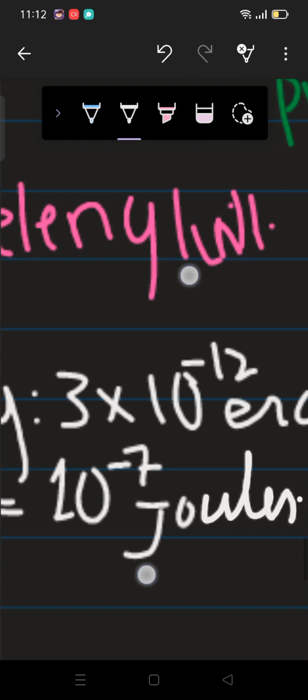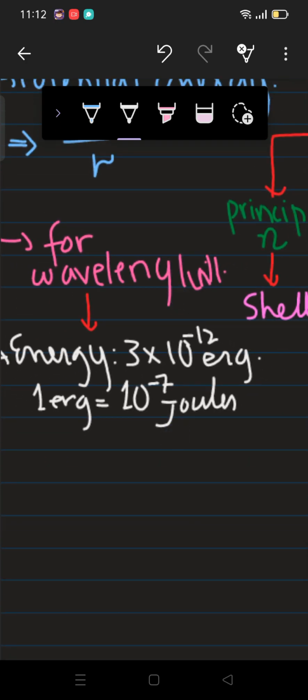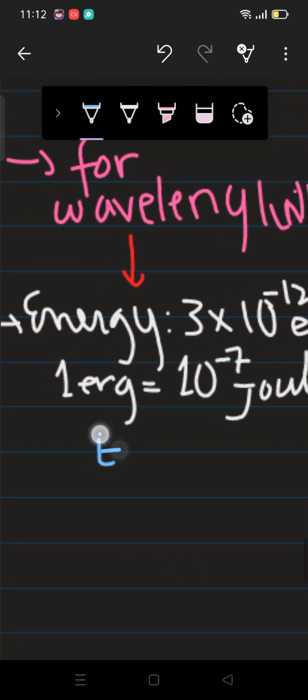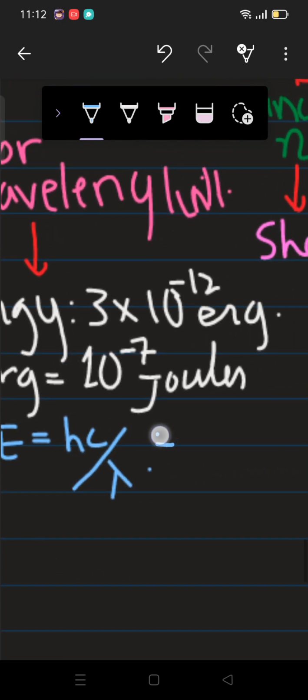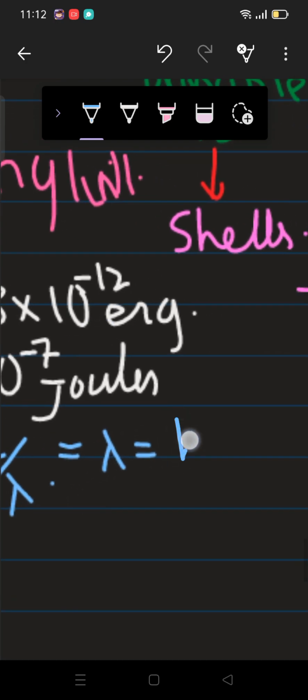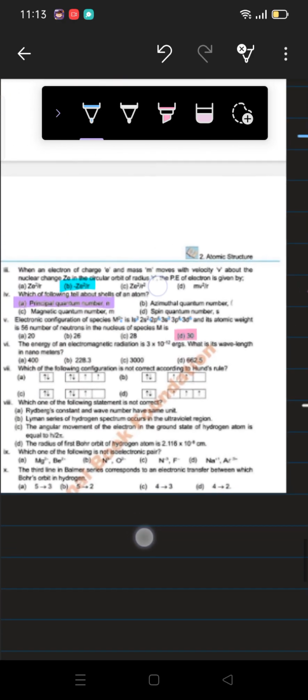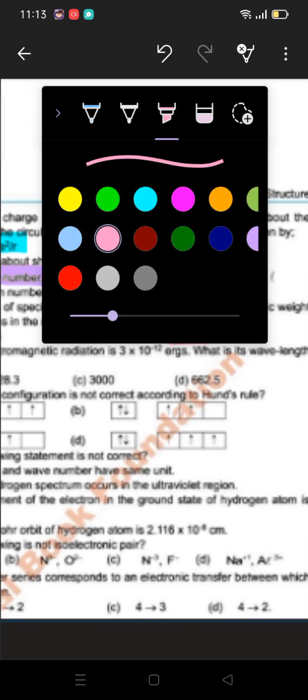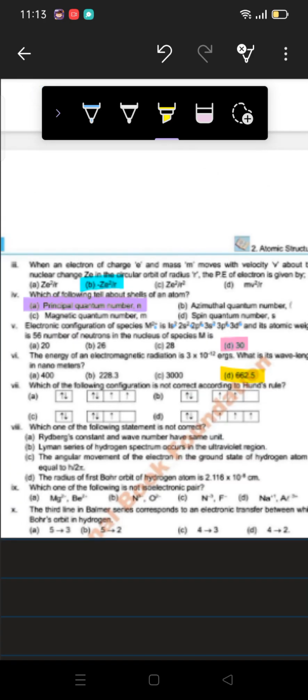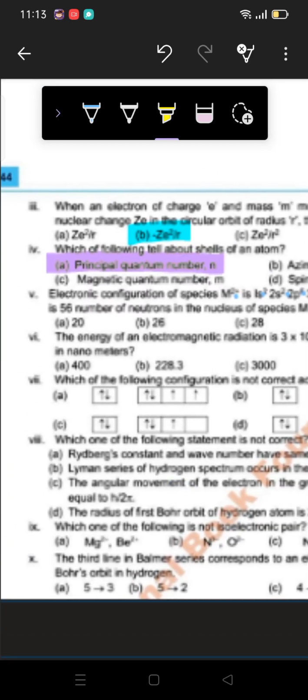All right, and we know the formula for calculating the wavelength as well. E is equal to hc by lambda, right? We need to calculate the lambda, so lambda will be equal to hc by E. Now we can put the values and take the answer. Here I am directly going with the answer, and the answer is 662.5.